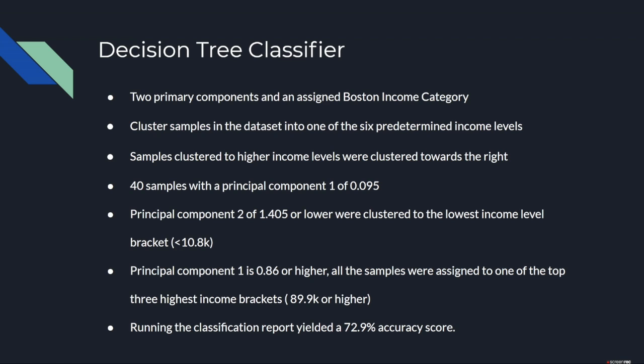Also, we noticed that when the principal component 1 was 0.86 or higher, all samples were assigned to one of the top 3 highest income brackets, which would be 90K or higher, regardless of what the value of the principal component 2 was. When running the classification report on this, it was able to yield a 72.9% accuracy score.